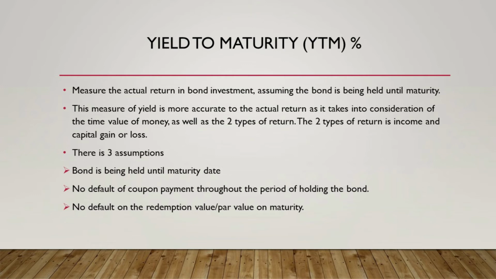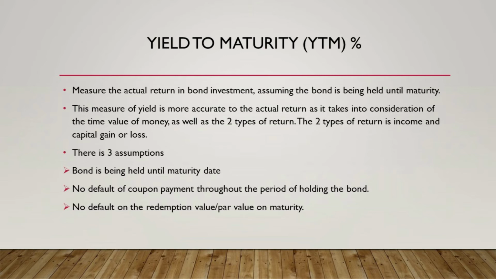So the second type of yield is yield to maturity. It measures the actual return in bond investment assuming the bond is being held until maturity. This measure of yield is more accurate to the actual return as it takes into consideration the time value of money as well as the two types of return.